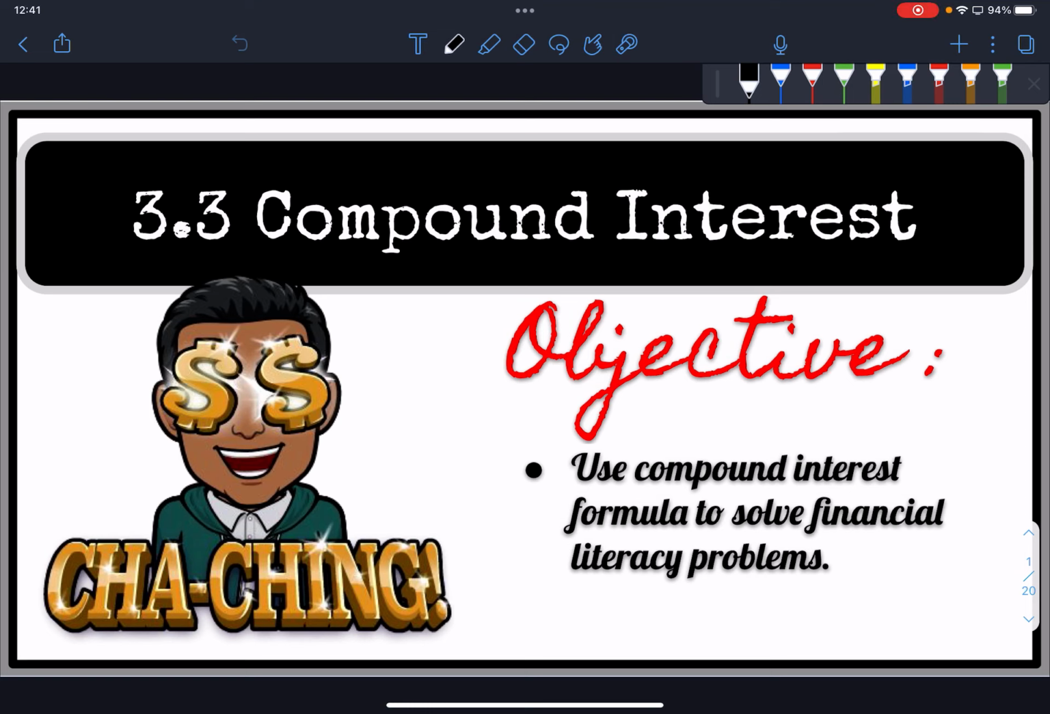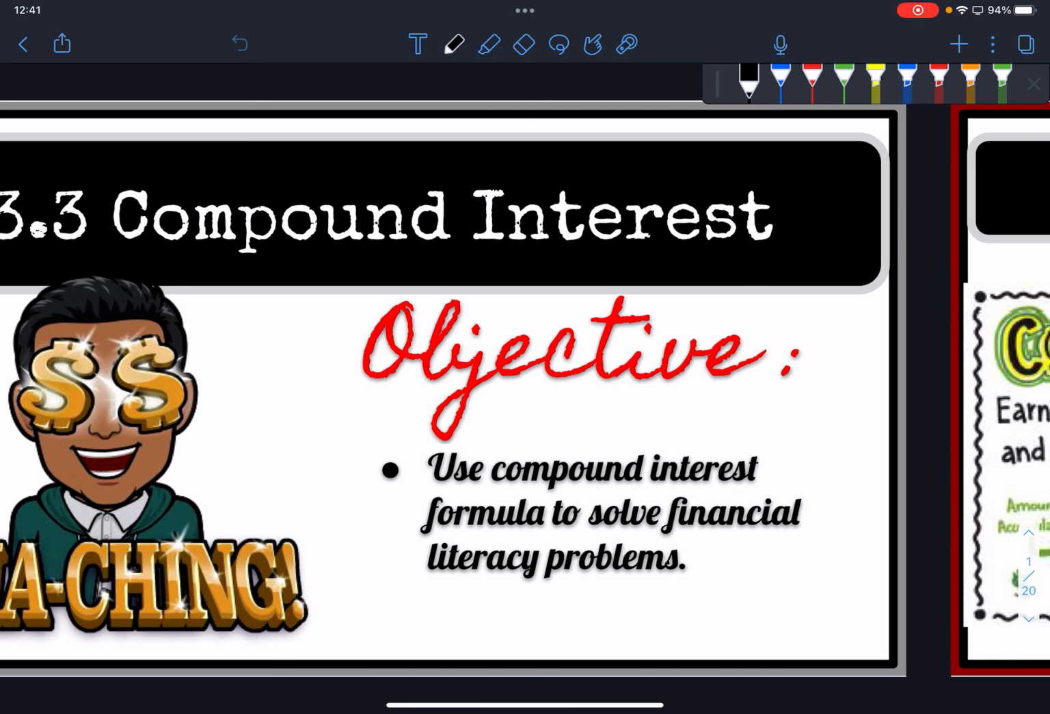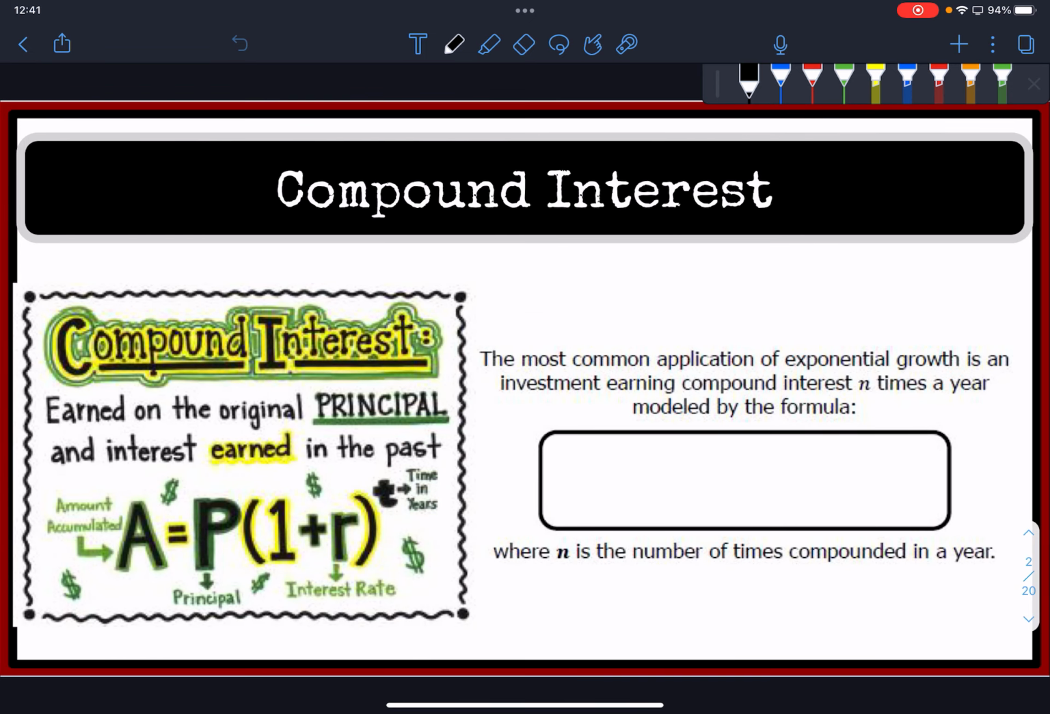Hello, in lesson 3.3, compound interest, you'll learn to use the compound interest formula to solve financial literacy problems. So let's begin with what the compound interest formula is. Now, in your algebra classes, you learned that the compound interest formula was written like this.